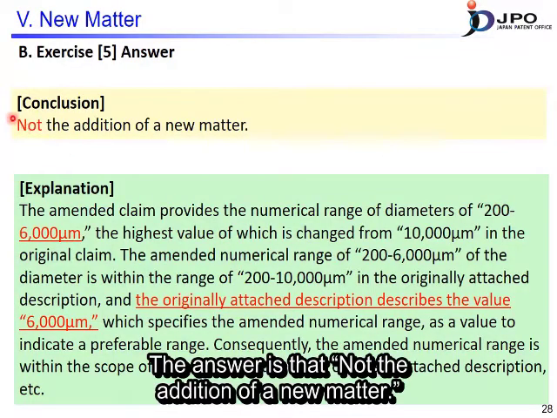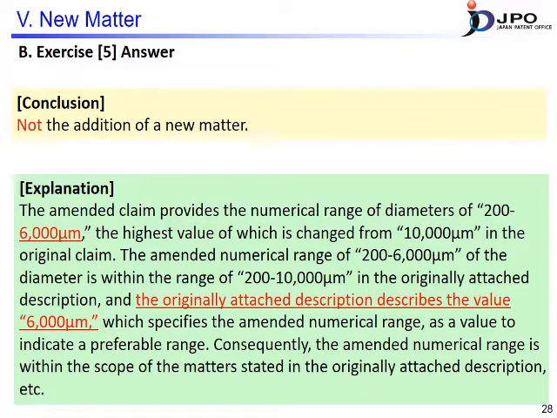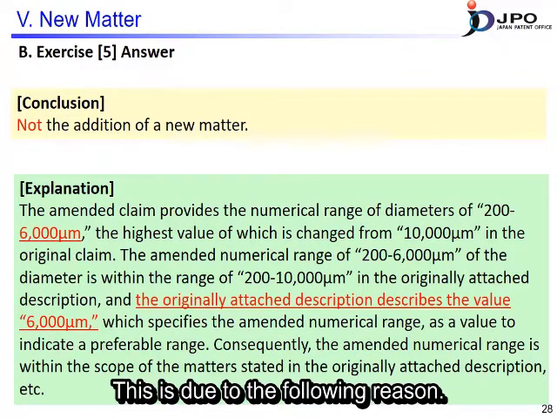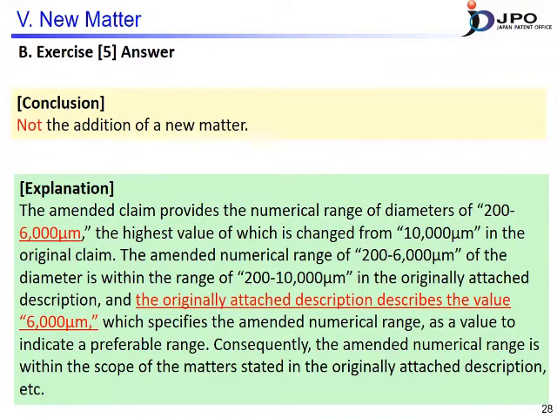The answer is no. It's not the addition of new matter. This is the reason. The amended claim provides the numerical range of diameters of from 200 to 6,000 micrometers, the highest value of which is changed from 10,000 micrometers in the original claim.